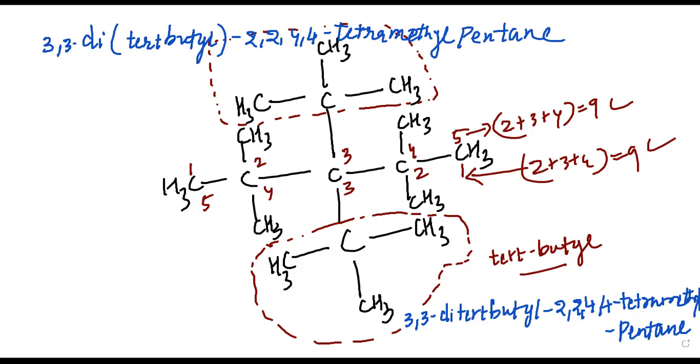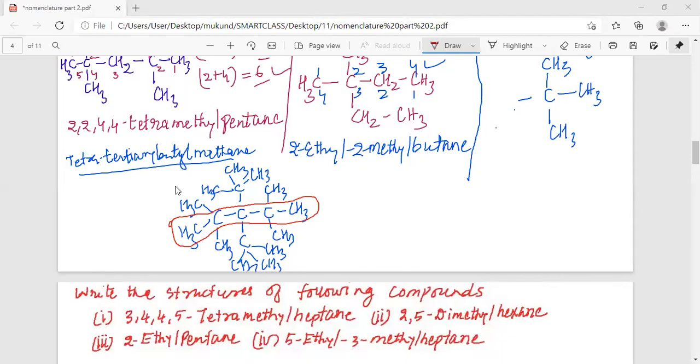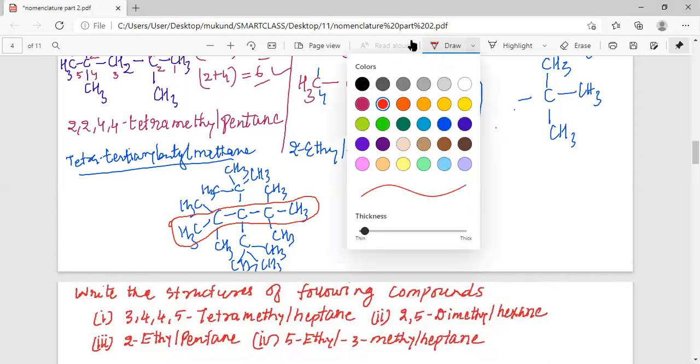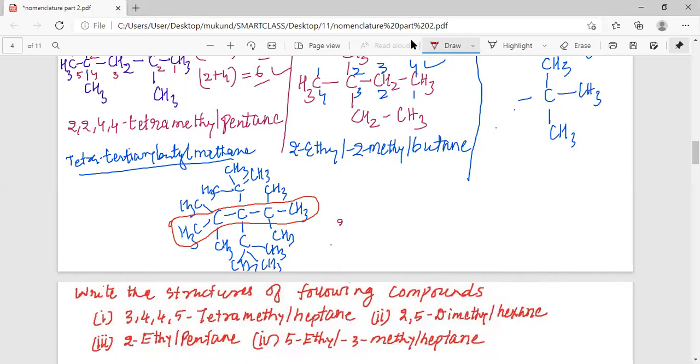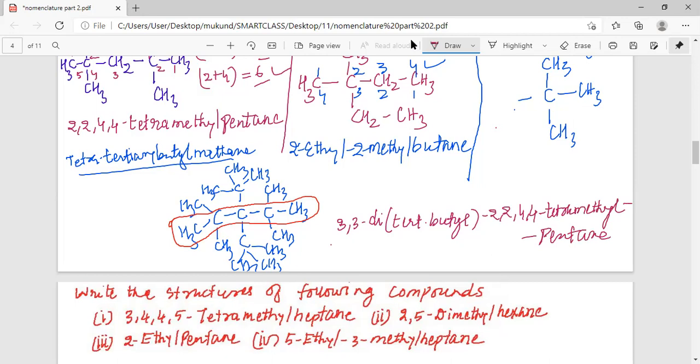So once again, my dear students, for this particular compound, we can write the name as 3,3 di tertiary butyl, then we have 2,2,4,4 tetramethyl pentane. This is how, my dear students, we can write the name of this particular compound.